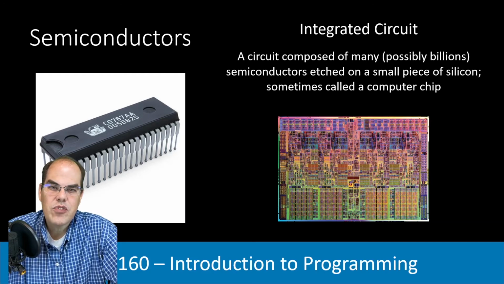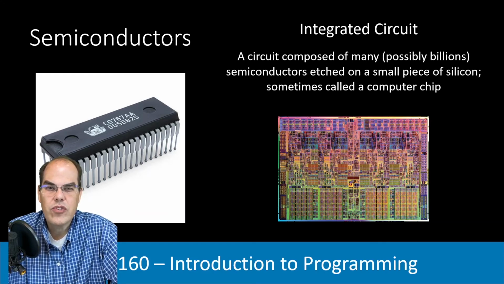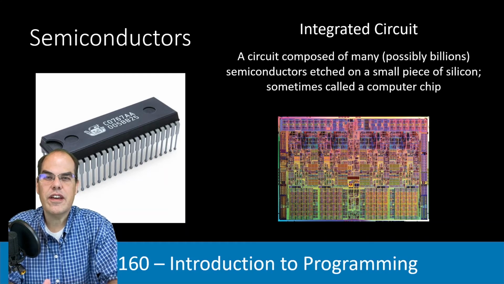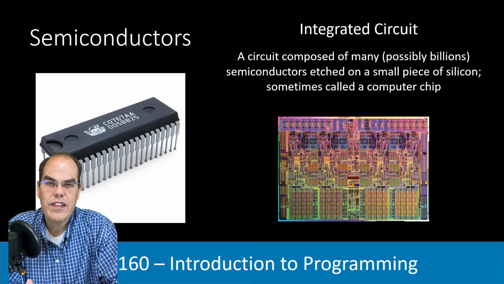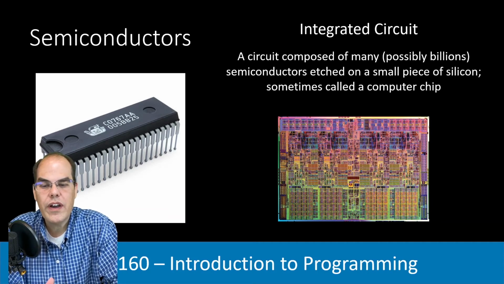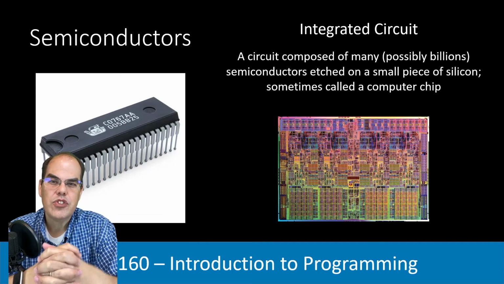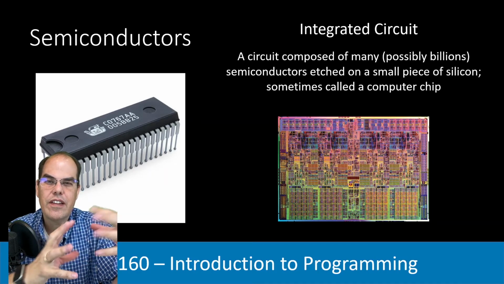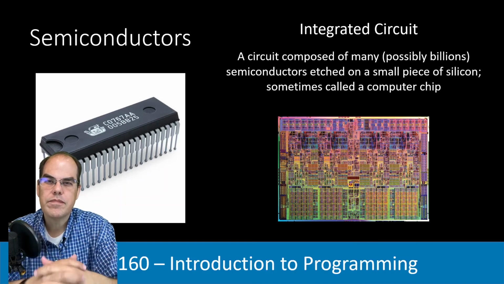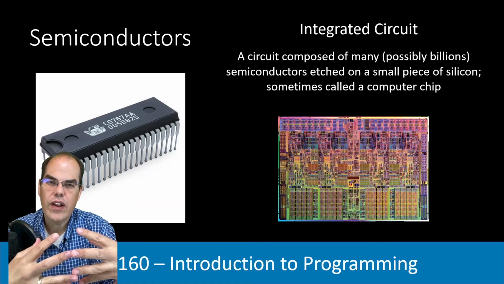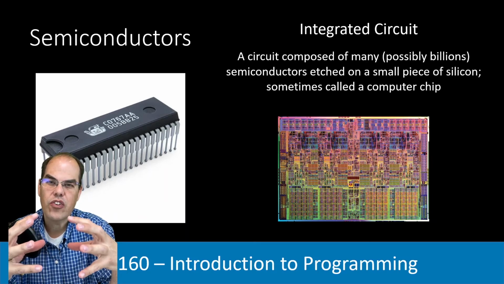Integrated circuits. An integrated circuit is like a microchip. It has a lot of different components all built up into one, and it's usually etched into some silicon. So it does a lot of things all in one chip. And so that's what an integrated circuit is. It's integrated. It's many circuits that are integrated into one chip.